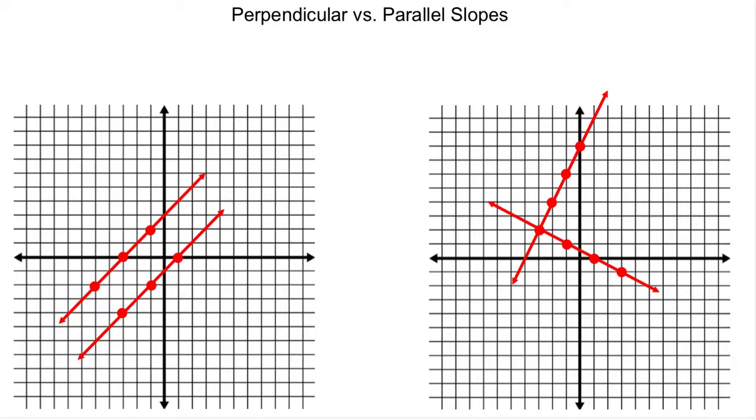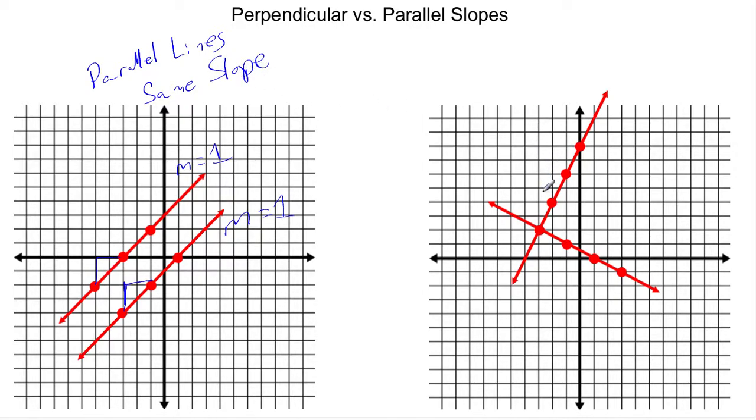Now, there is a relationship between perpendicular and parallel lines and their slopes. So we're going to take a look at that right now. Here, again, rise over run. This first line goes up 2 spaces and to the right 2 spaces. So the slope is equal to a positive 1. And if I look at this second line, it goes up 2 and to the right 2. So this also has a slope of 1. So parallel lines have the same slope.